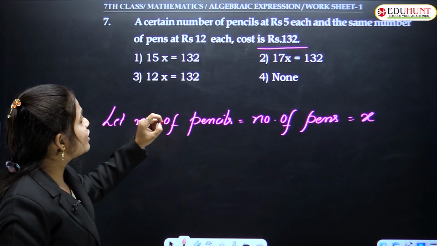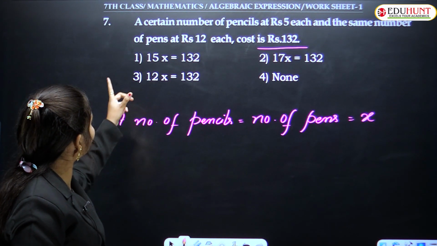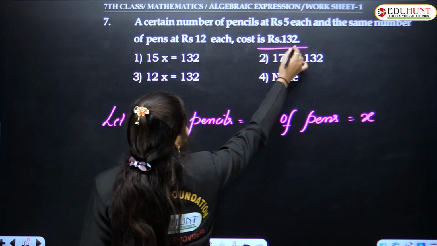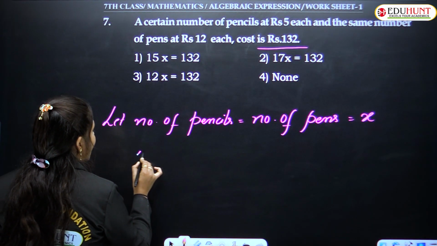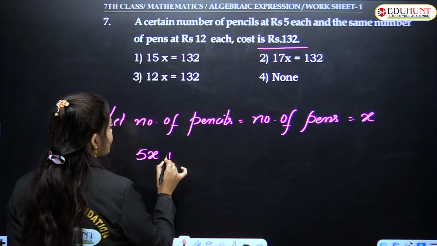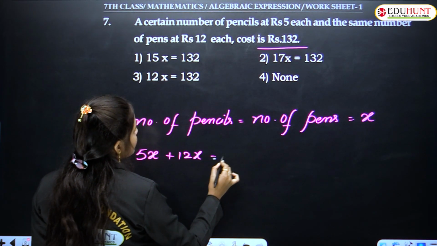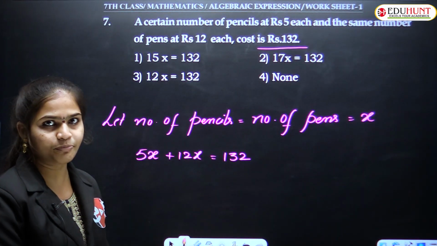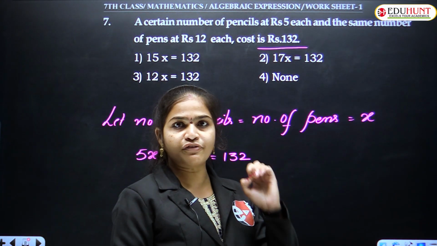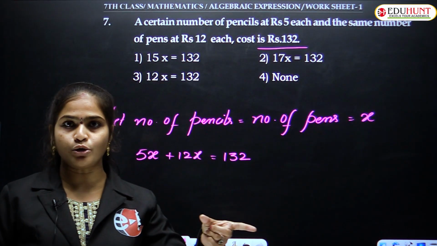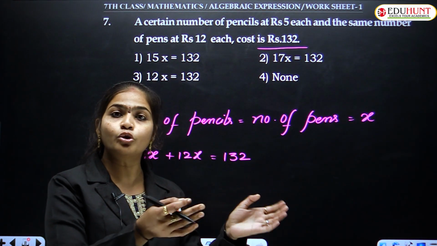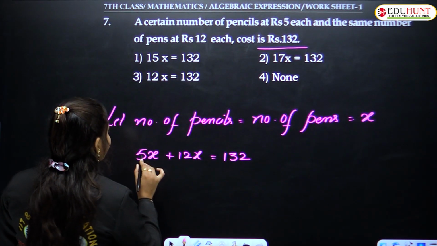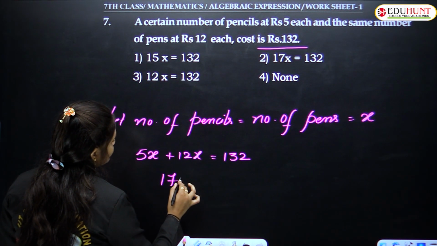Next, each pencil is 5 rupees and the same number of pens at 12 rupees each. Those two together cost 132 rupees. As per the problem, 5x plus 12x equals 132. Same number of pens and pencils, the cost of a pencil is 5 rupees and the cost of a pen is 12 rupees, and the total cost is 132. Now 5x plus 12x equals 17x.